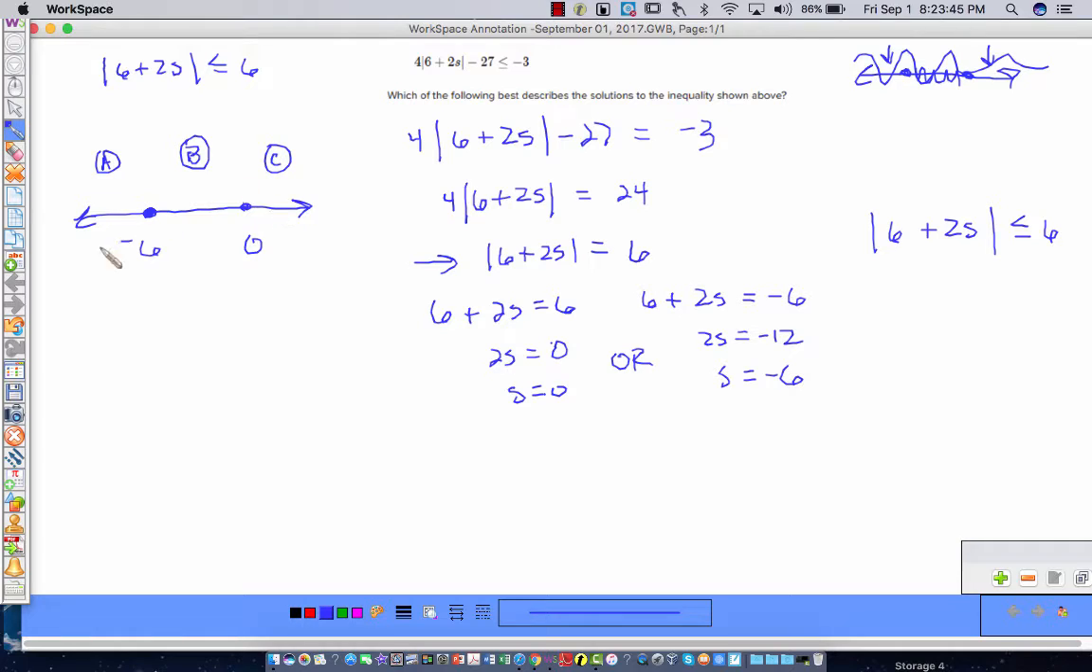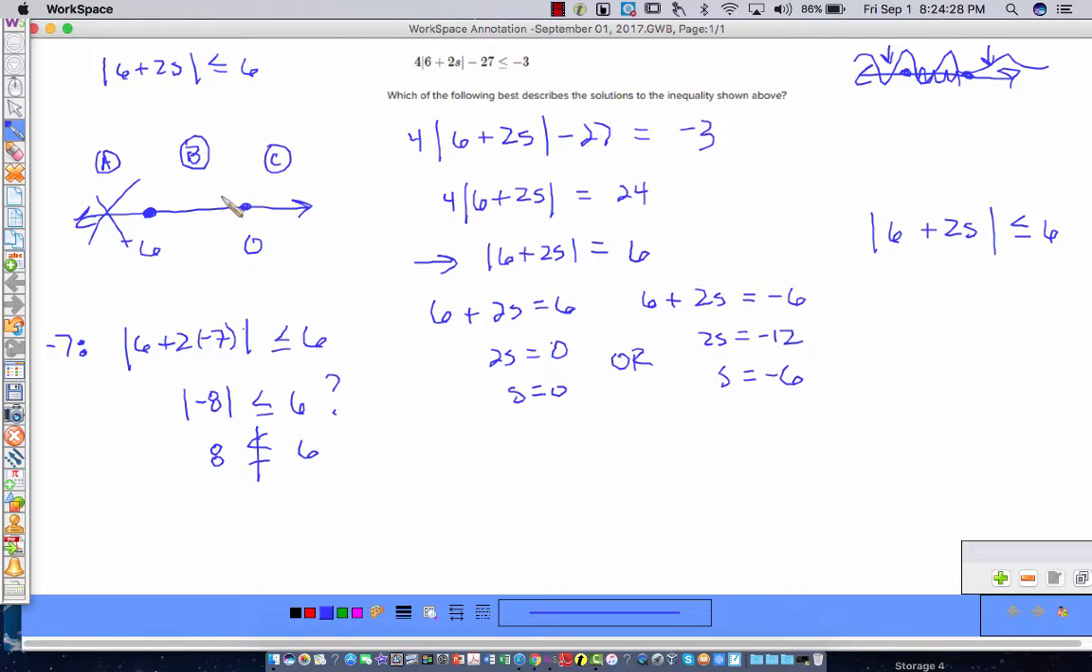Let's just do a quick test. -7. We could do it in our head, but I'm going to write it out. I'm testing 6 plus 2 times -7. You don't have to write this out, Manuela, if you can do it in your head. Is it less than or equal to 6? 2 times -7 is -14. -14 plus 6 is -8. Is the absolute value of -8 less than or equal to 6? Well, the absolute value of -8 is 8, and 8 is not less than or equal to 6. So that region is a no.